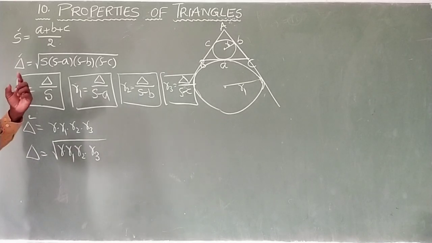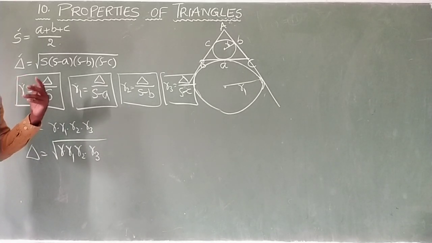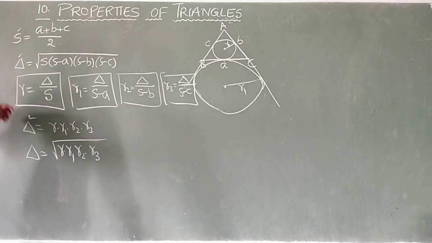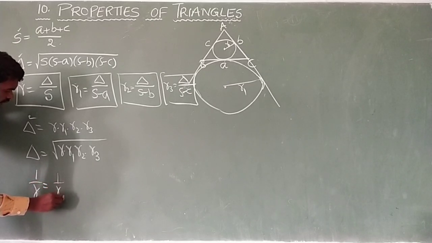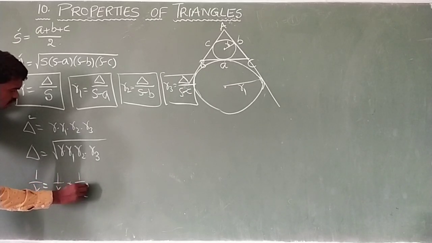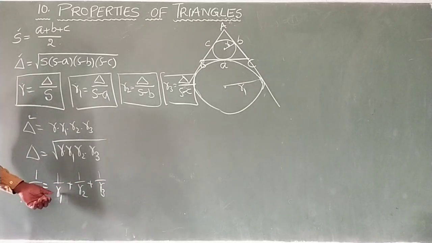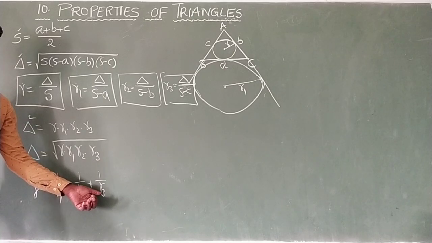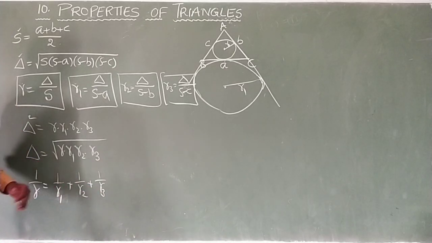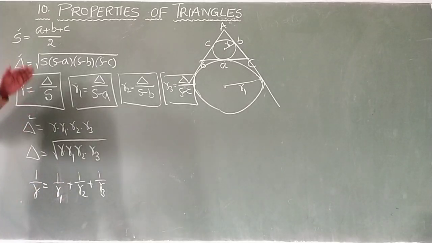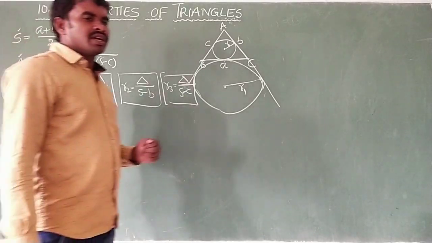Next, one more formula, the relation between small r and r1, r2, r3: 1 by r equals 1 by r1 plus 1 by r2 plus 1 by r3. Whenever you know r1, r2, r3 values, using these values we can find the small r value with the help of this formula. Note down one by one as it is linked. Is it clear?